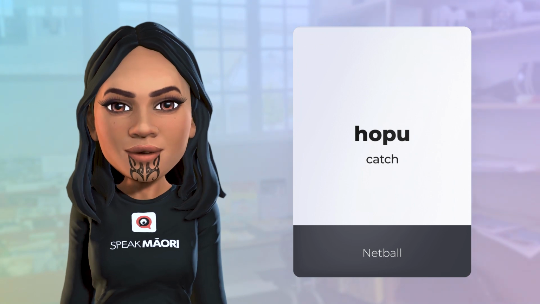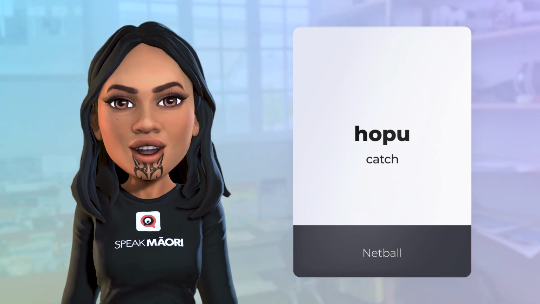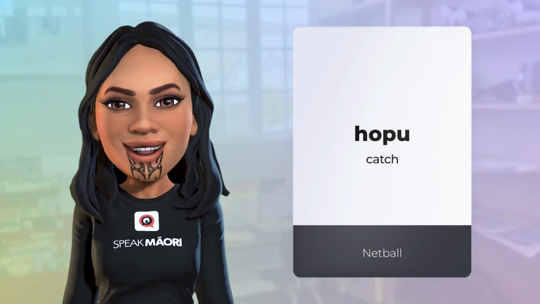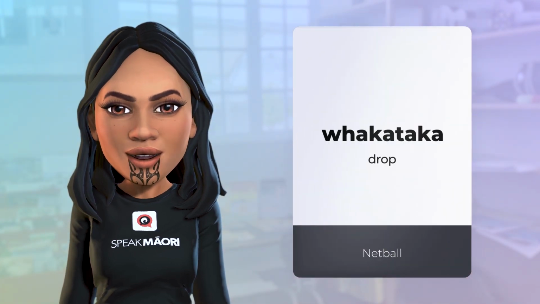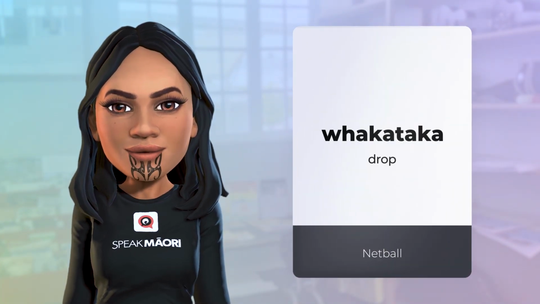The next term is hopu, which means catch. I'm still learning to get good at that one. I whakataka the poro a lot. I drop the ball a lot.